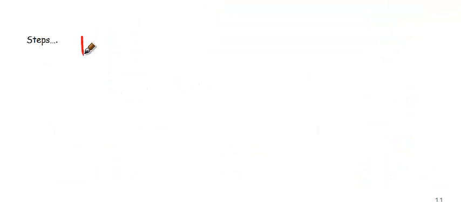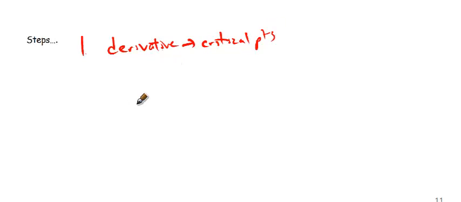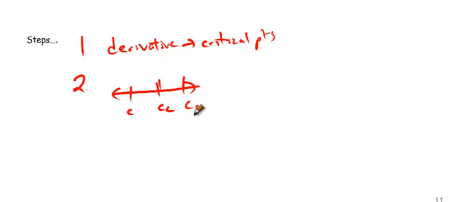Alright, so what are the steps? First thing, take your derivative. Find your critical points. Second step, plot your critical points on a number line. Doesn't matter how many there are, plot them all. And this is the first derivative sign chart. And your third step is analyze.